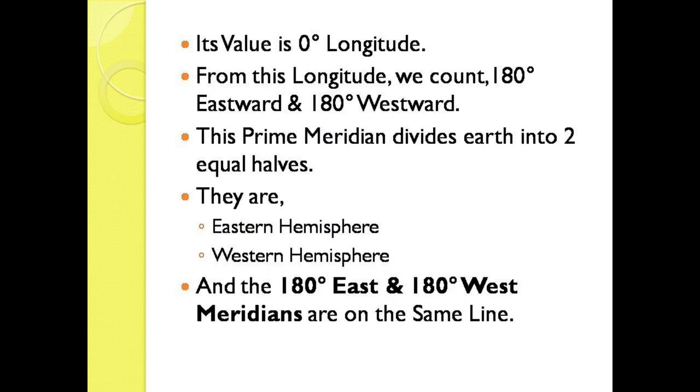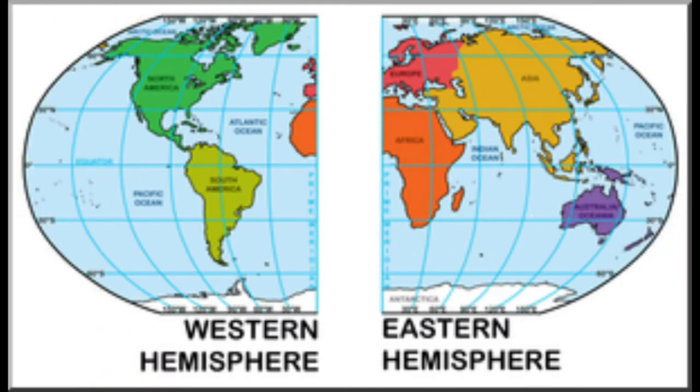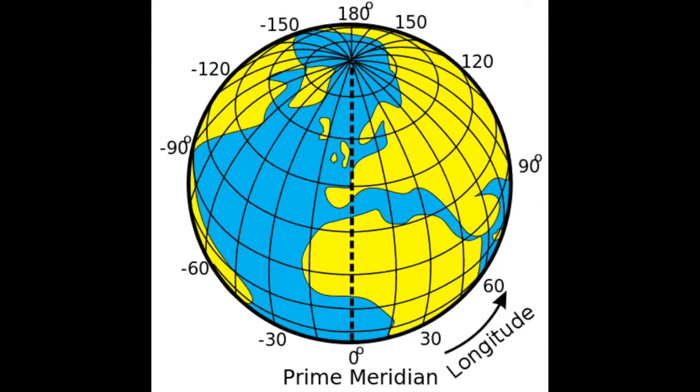From this longitude we count 180 degrees eastward and 180 degrees westward. This prime meridian divides the Earth into two equal halves. They are the Eastern Hemisphere and the Western Hemisphere. And the 180 degree east and 180 degree west meridians are on the same line.